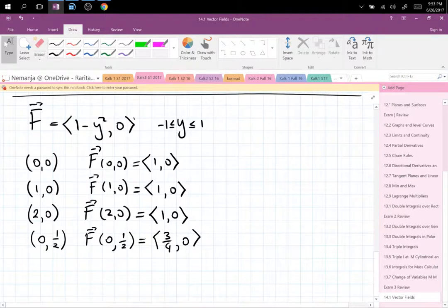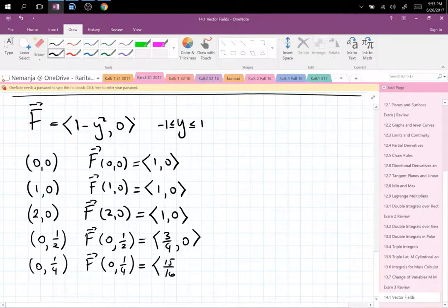All right, I'm getting values now. 0, 1/4. If y is 1/4, then look what happens. That's 15/16 and then 0. Because 1/4 squared, right? That's the y, square it. You get 1/16. 1 minus 1/16 is 15/16. So we are getting all these values. So let me plot these and see.